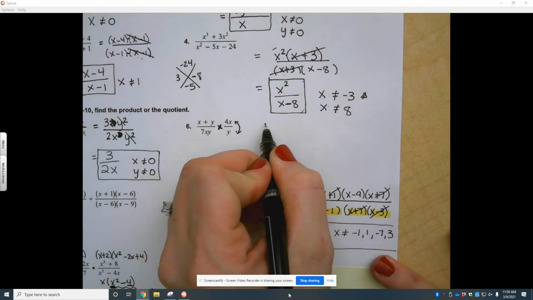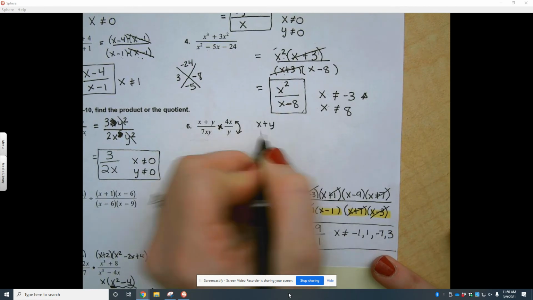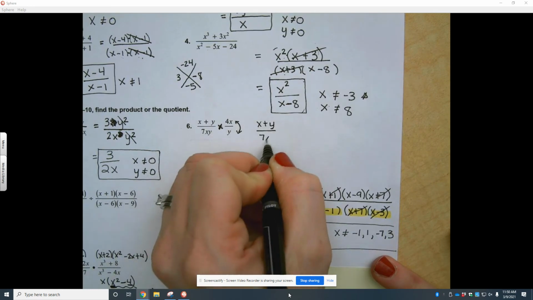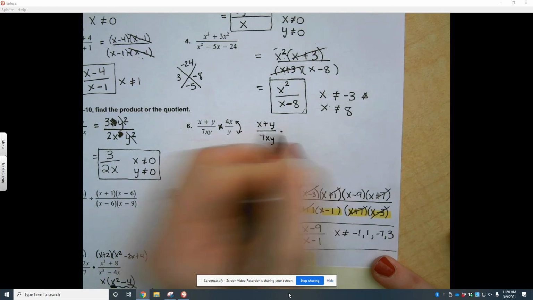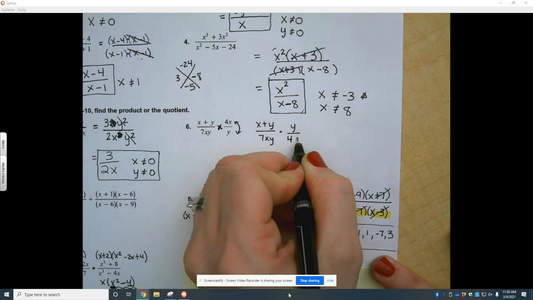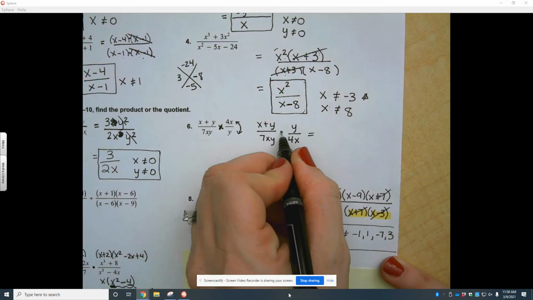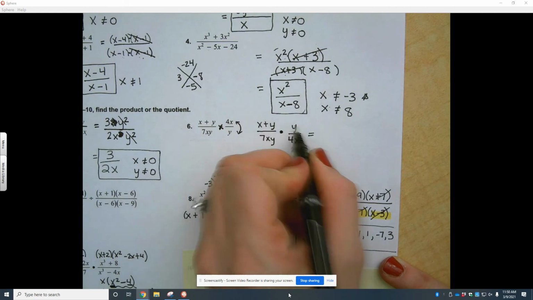So the first fraction will stay the same. So I have (x plus y) over 7xy times, I'm going to flip this one around. So y is going to go on top and 4x is going to go on the bottom. And then I'm going to push these together. So this is multiplication now, so I can just multiply the top and multiply the bottom.